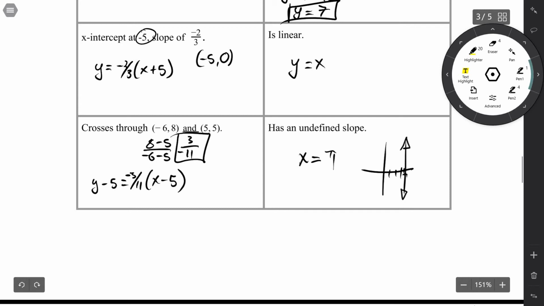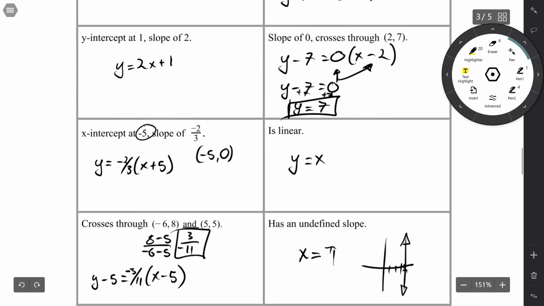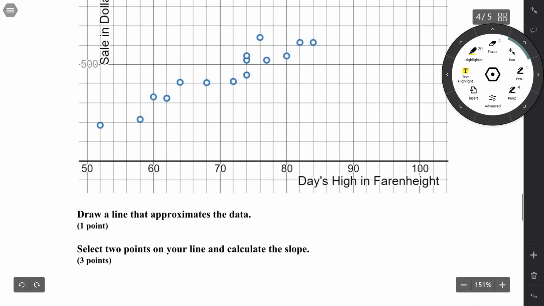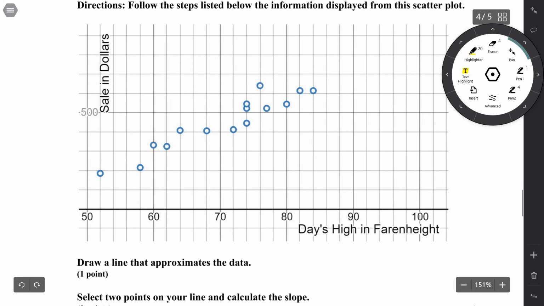All right, that's it for section 2.4. 2.5 is all about scatter plots. I'm actually going to use a straight edge for this. Let me find one here. All right, got it. I'm also not going to be incredibly picky with this as far as the line goes. It is also only worth 1 point, so don't stress about how accurate this line is.